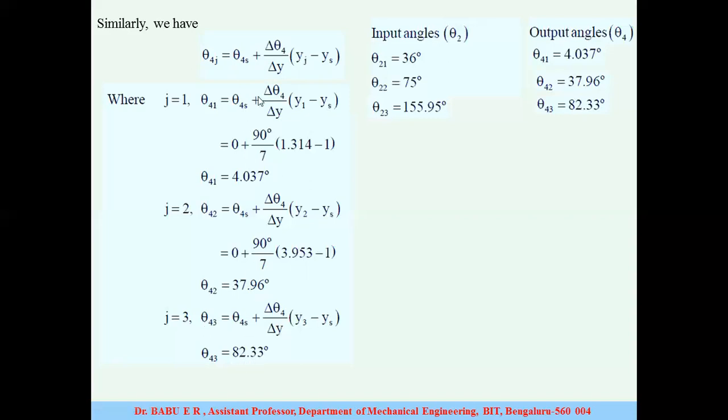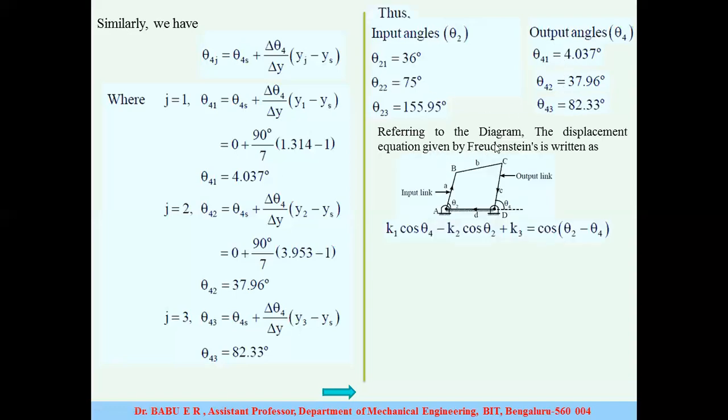So these are the corresponding output angles for the 3 positions: theta 41, theta 42 and theta 43. Therefore, for the input angles theta 2, we got the 3 angles. Similarly, for the output angles theta 4, we got the 3 angles for the 3 positions. Referring to this diagram, this is the 4 bar chain.